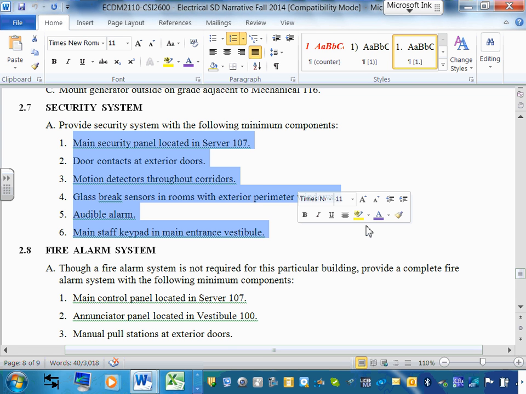Okay, so these are what you need for the security system. When we start laying out the security system, Brandon, you grab your families and start throwing them in that building: a family of a contact, a family of this and that.